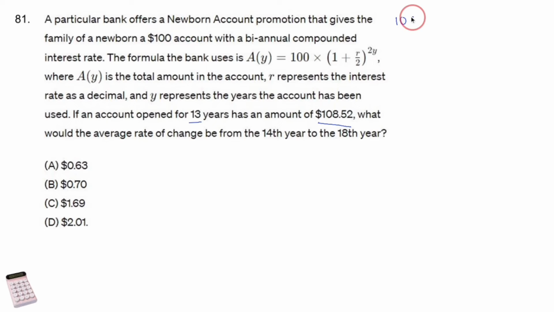So 108.52 is going to equal 100 times (1 plus r over 2) to the 2 times y, which is 2 times 13. I could do two things right here, so I'll do both of them. I could divide both sides by 100. Now I could do this in my head. That's just going to be 8.52. I mean, you could use a calculator, but the numbers are friendly enough where I could just do that. No, it won't. It'll be 1.0852. Ugh, silly me.